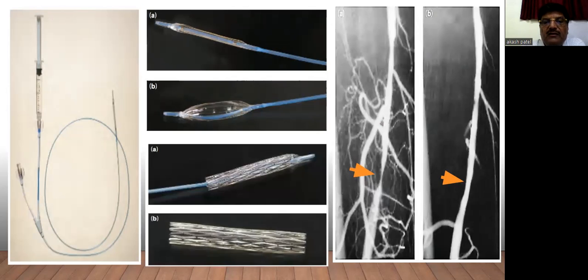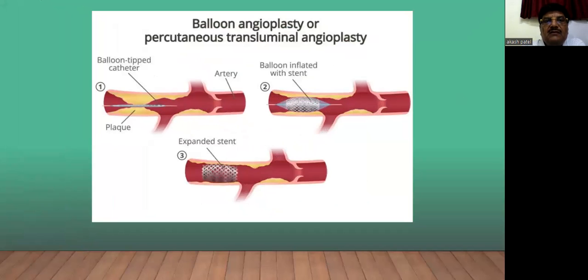This is a stent which is mounted on the balloon, and then it will be placed into that stenosed area. This is a diagram of percutaneous transluminal angioplasty. The only difference is you have to put a guide wire first. On top of that guide wire, the balloon catheter will go, then the balloon will be inflated, and then the stent will be placed.